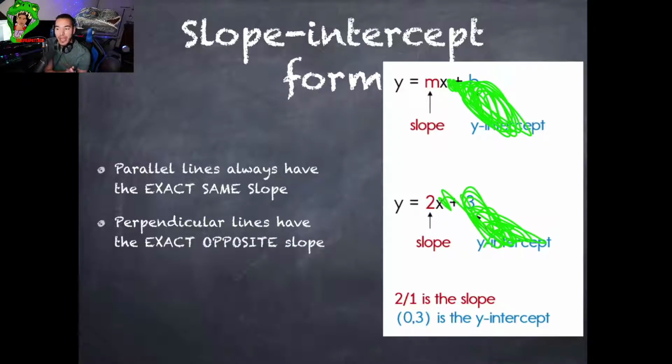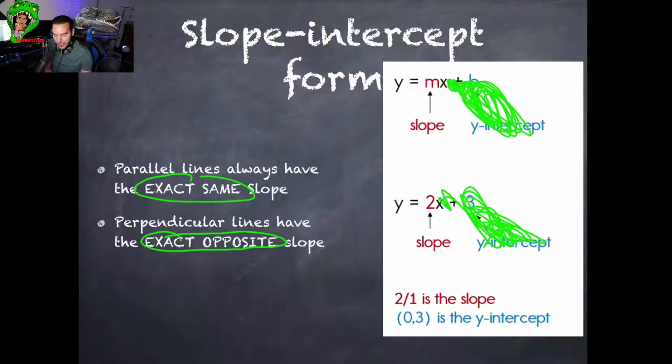Parallel lines always have the exact same slope. Notice that I capitalized this. It's a big deal. Exact same means the exact same. No different, no change. They are the exact same number. Perpendicular is where it gets tricky: exact opposite slope. Exact opposite is the one I'm going to have to go more in depth on.